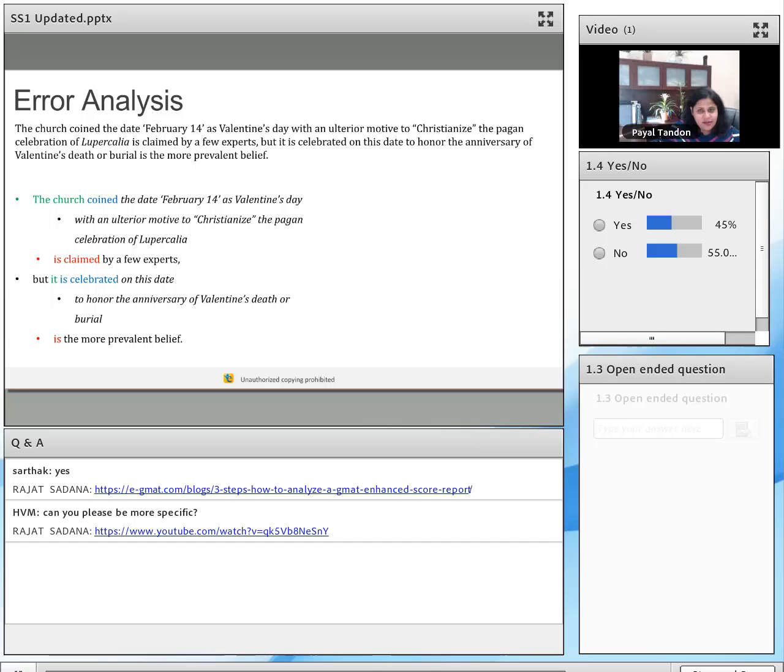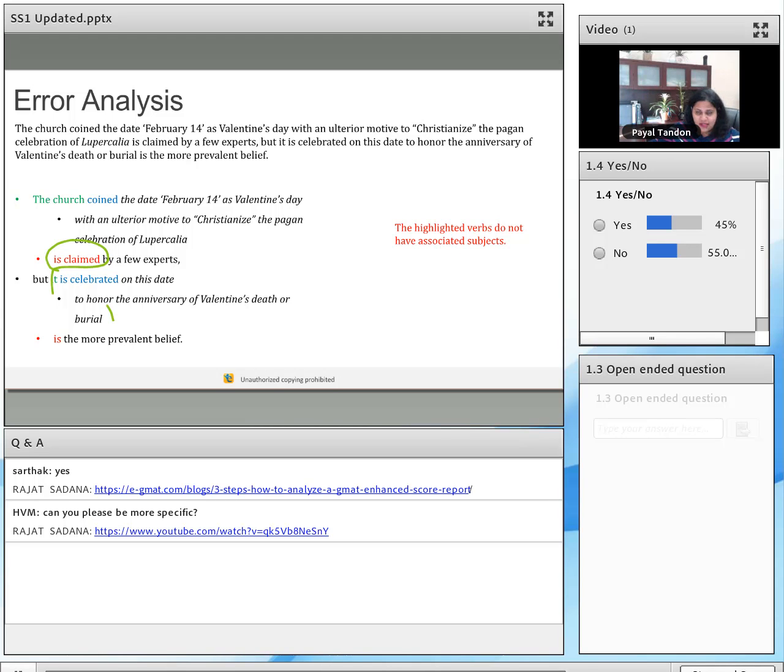Now after we understand the meaning of the sentence, after we get all the aspects of the meaning, we look at the errors in the original sentence. And again, as I told you earlier, if you experience those jumps or those gaps in the sentence, those are clues that there is something not quite right. And that is what we see over here. "Is claimed by a few experts" doesn't have a subject. Likewise, "is the more prevalent belief" doesn't have any subject there, right? You can't really have a whole clause be the subject over here because it's not written in that manner, right? So those are the two errors.